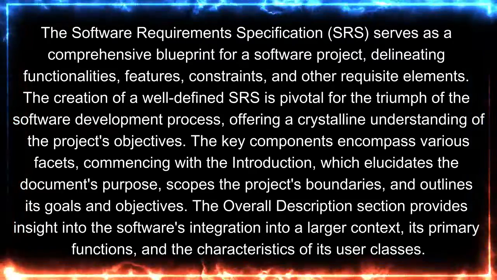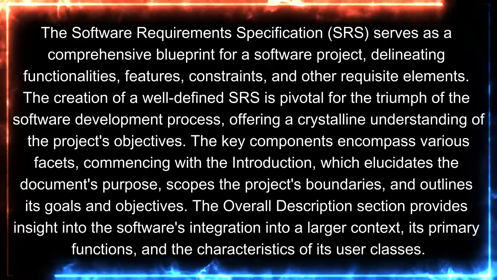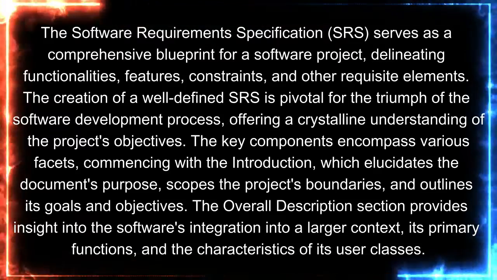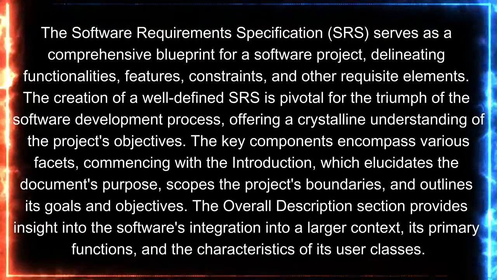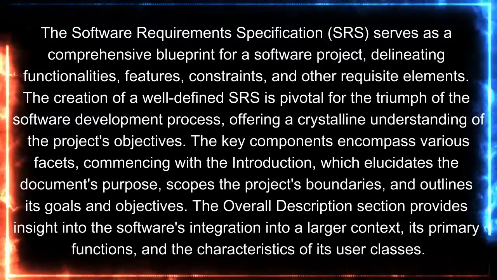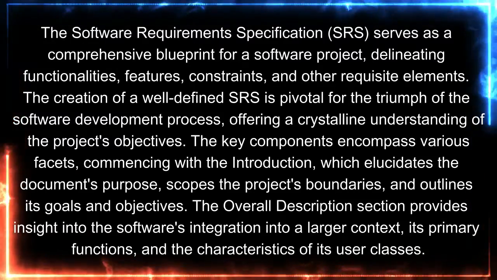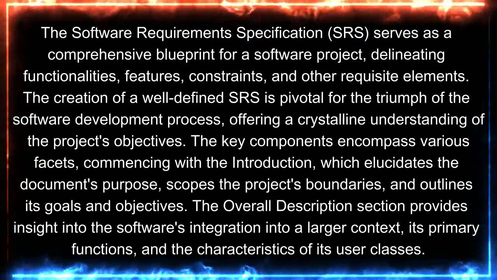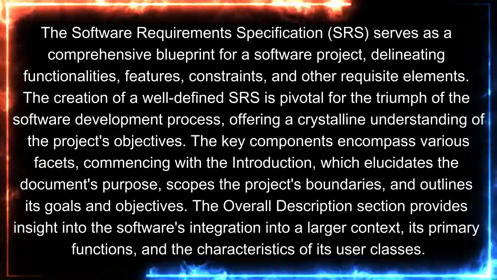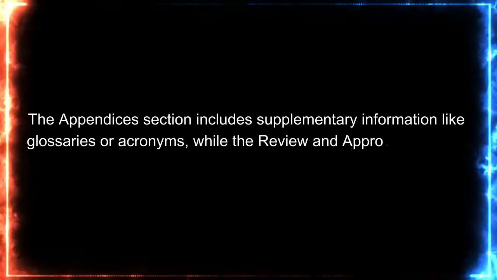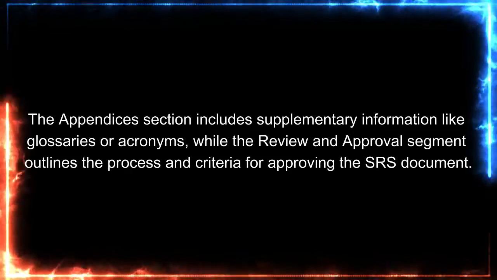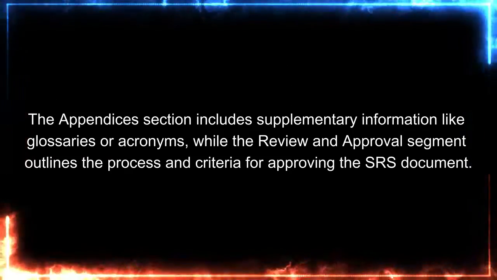The key components encompass various facets, commencing with the introduction, which elucidates the document's purpose, scopes the project's boundaries, and outlines its goals and objectives. The overall description section provides insight into the software's integration into a larger context, its primary functions, and the characteristics of its user classes. The appendices section includes supplementary information like glossaries or acronyms, while the review and approval segment outlines the process and criteria for approving the SRS document.